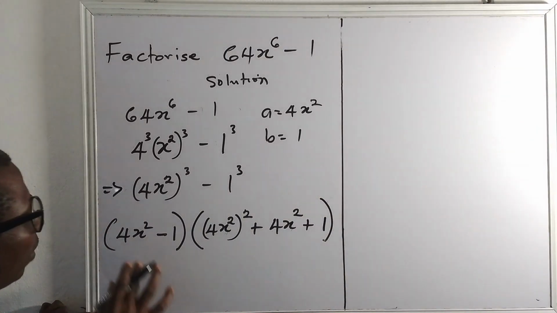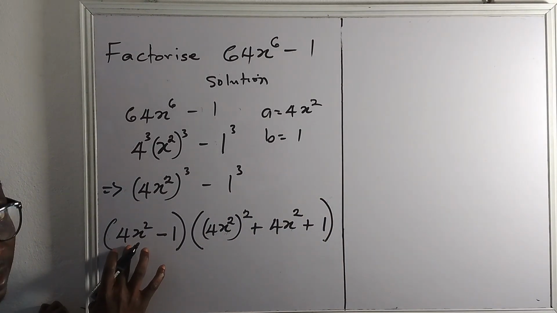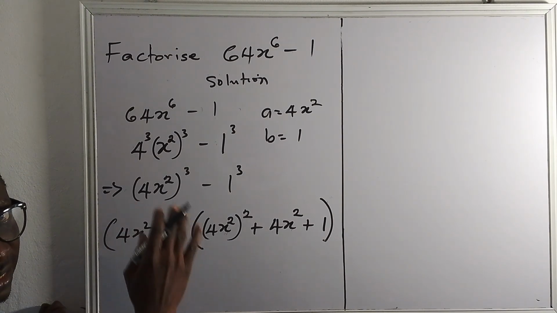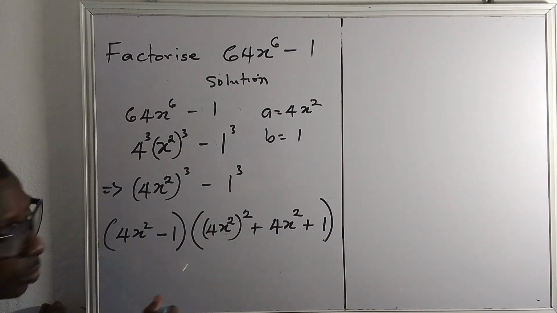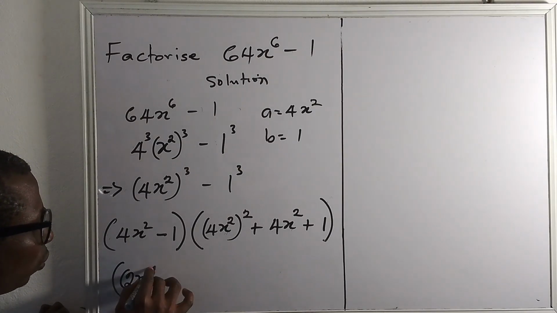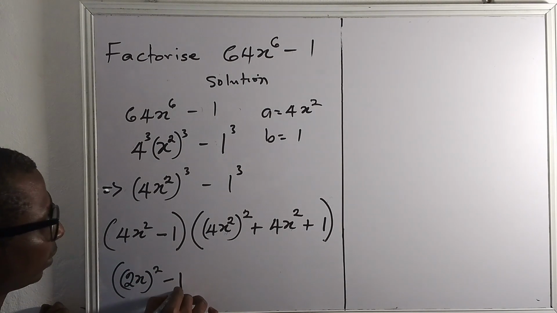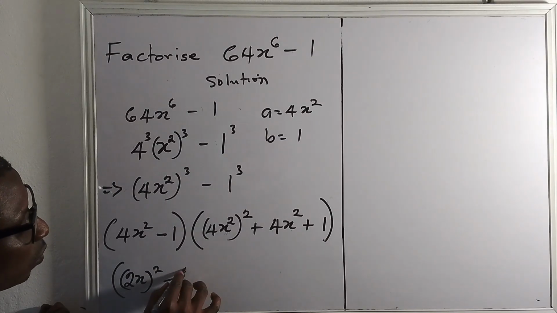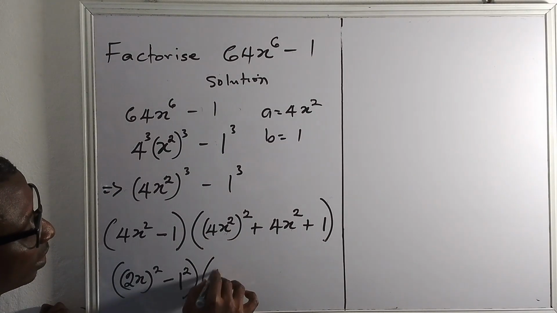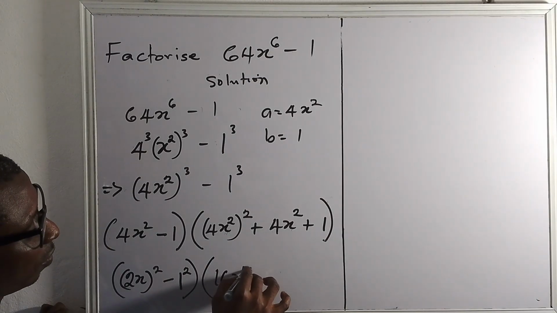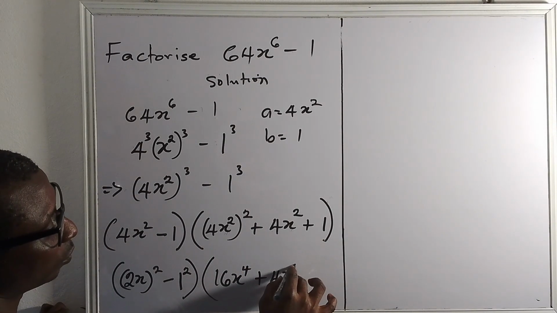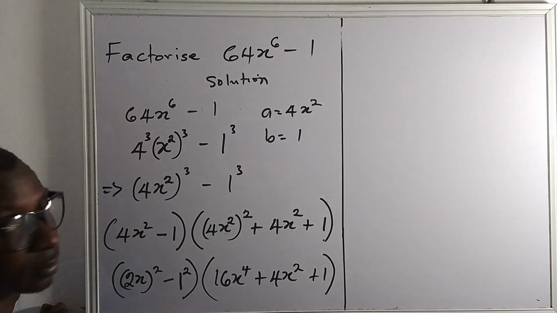Now this can be expressed as 2x raised to the power of 2, because 2x times 2x is going to give you 4x squared. So I'm writing this as 2x raised to the power of 2 minus 1. 1 is the same thing as 1 squared. We now have 16x raised to the power of 4, plus 4x raised to the power of 2, plus 1.